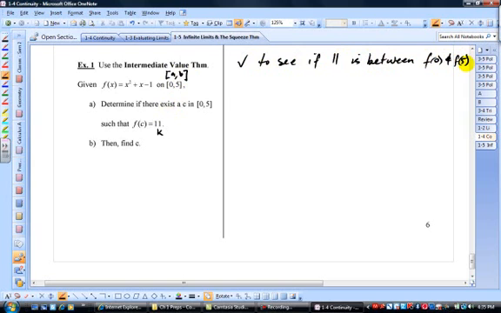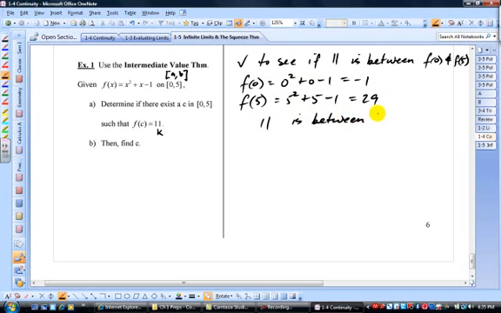So I got to do some evaluation here. f of 0 is 0 squared plus 0 minus 1, which is negative 1. f of 5 is 5 squared plus 5 minus 1, and that's 25 plus 5 is 30, minus 1 is 29. And notice that 11 is between negative 1 and 29. That's obvious. Make sure you do that check to see if k is between those two values, and it obviously is.